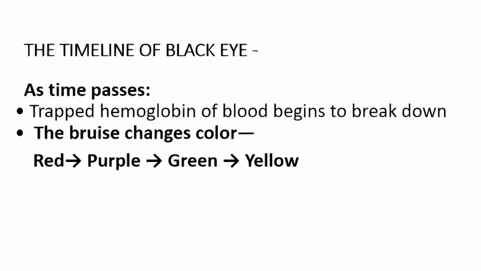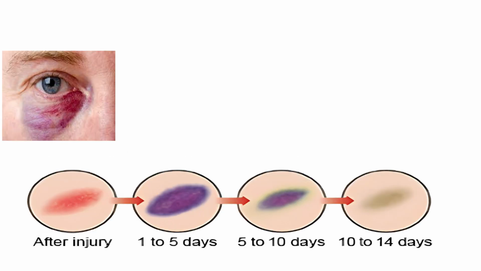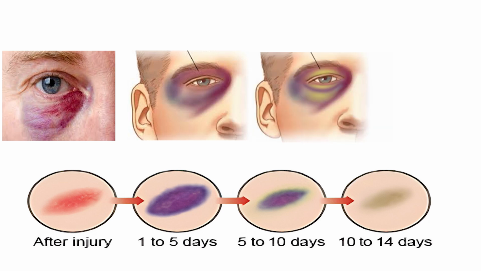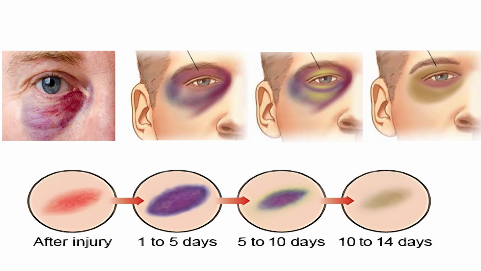Timeline of the black eye. Over the next few days, the trapped blood begins to break down. As the hemoglobin is metabolized, its pigments change and the color of the bruise changes with it. First it appears red, within a few days it turns purple, then green, and finally yellow. The sequence of color change reflects the timeline of hematoma resolution.